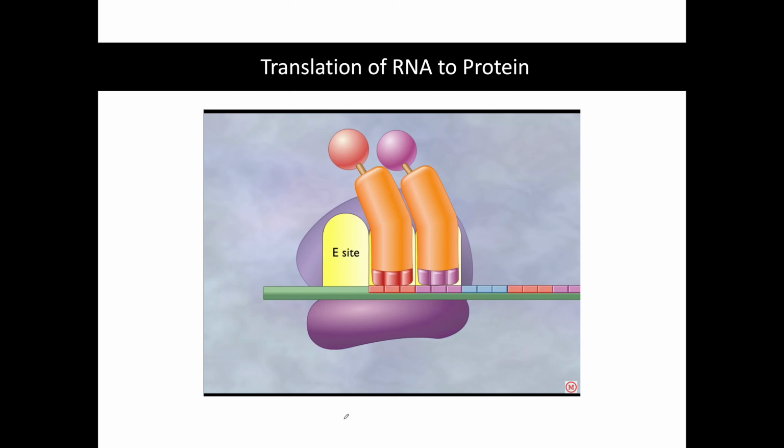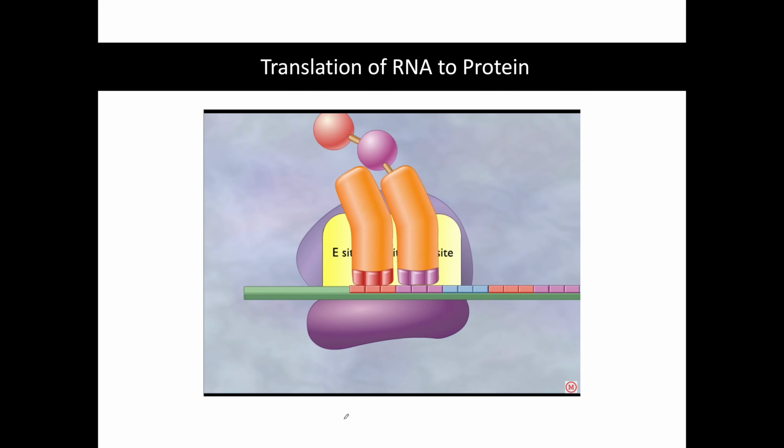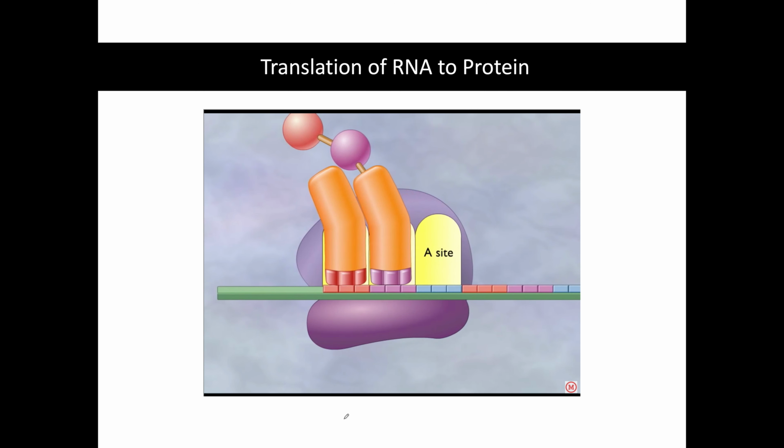The messenger RNA passes along the ribosome in short spurts of 3 nucleotides at a time. As this occurs, the initial transfer RNA is moved to the E site, and its amino acid is transferred to the second amino acid at the P site. At the same time, a new codon is presented at the A site.